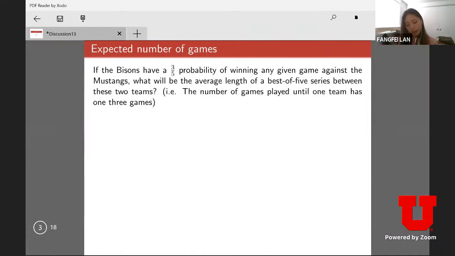If the Bisons have a 3/5 probability of winning any given game against the Mustangs, what will be the average length of a best of 5 series between these two teams? Remember, there's a typo here. This is actually 1. The length is the number of games played until one team has won 3 games, right? So how do we approach this problem?